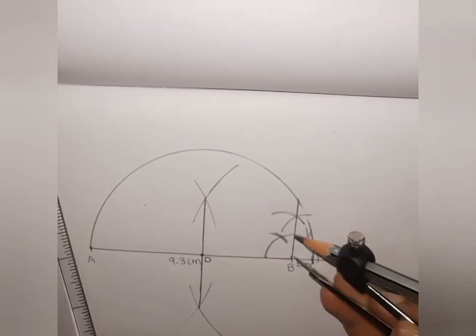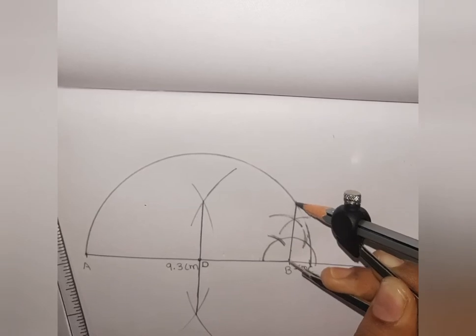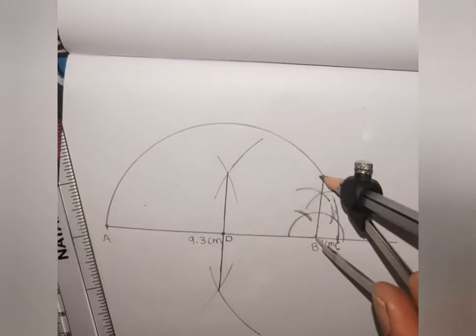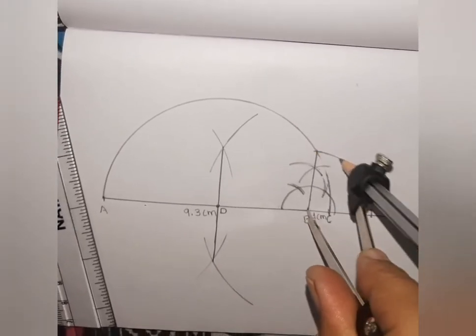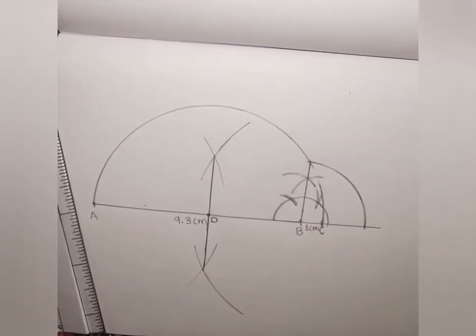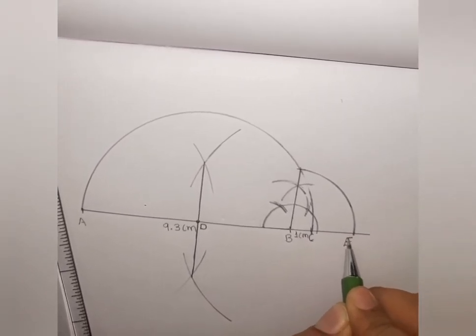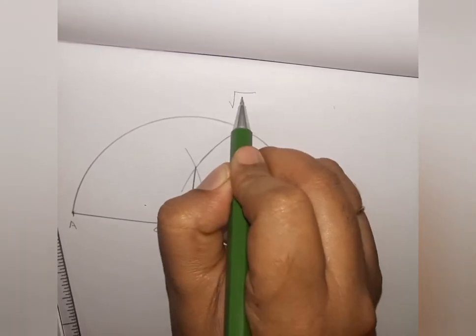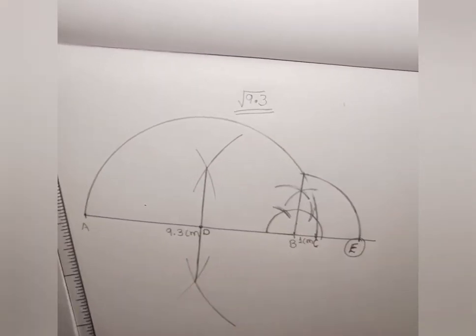Now from the B point, take the distance of this perpendicular bisector, and from that point draw an arc like this on your number line. Name this point as E point. Now this E point is representing root 9.3 on our number line.